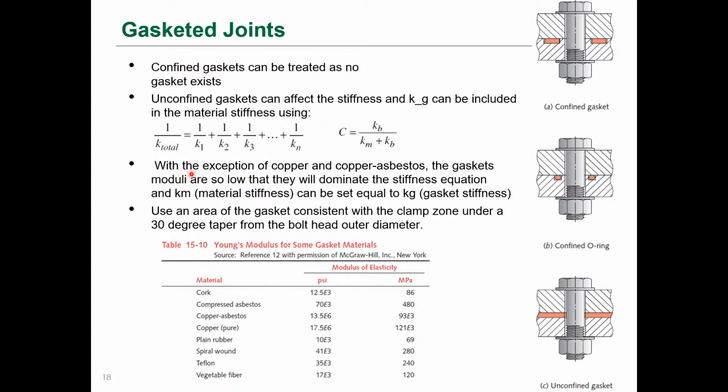Okay. With the exception of copper and copper asbestos gaskets, the gasket moduli of elasticity are so low that they will dominate the stiffness equation. Okay. And the material stiffness can be set equal to the gasket stiffness. Okay. So for almost all gasket materials, reading between the lines here, you can basically say, well, okay, I can set the material stiffness to that of the gasket stiffness, because their compliance is so much lower than the material that almost all of the change in length is going to occur in the gasket material.